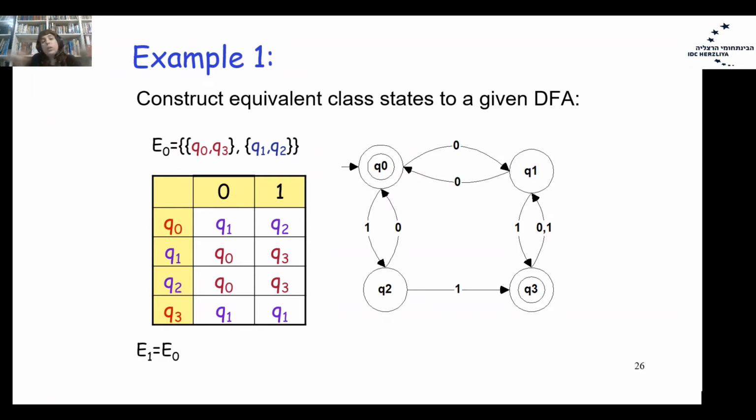Let's try to separate Q1 and Q2. Maybe we can manage. Q1 and Q2 on 0 move to Q0. Q1 and Q2 on 1 move to Q3. It's actually the same state. So we know that we can't separate Q1 and Q2. Therefore, we have E1 equals E0, and we stop.